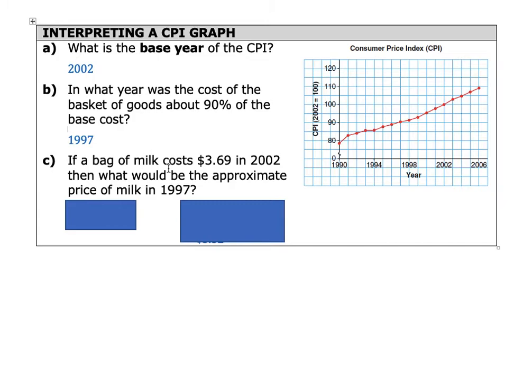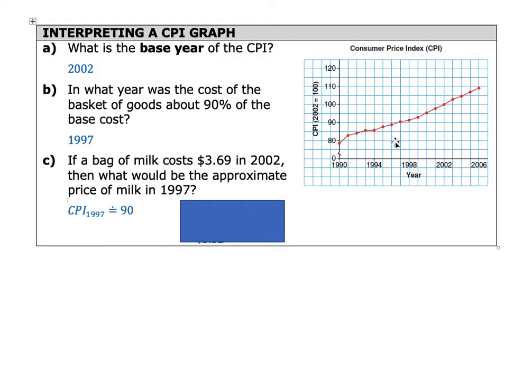If a bag of milk cost $3.69 in 2002, notice that that is our base value year. Then what would be the approximate price of milk in 1997? So 1997 is here. 90 is that value.